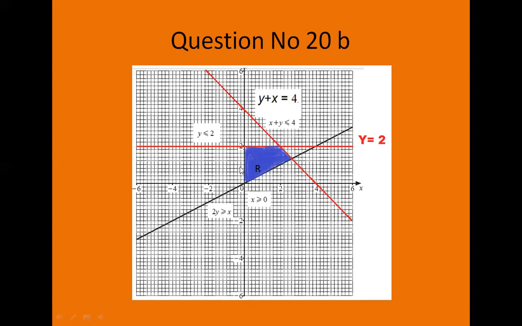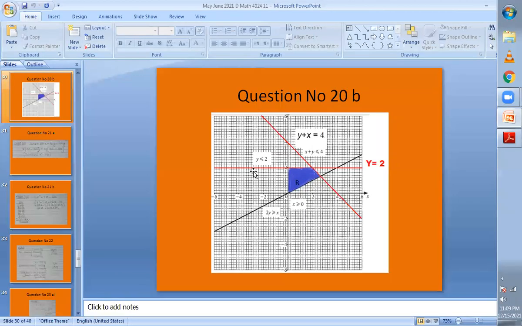So the area bounded by these four inequalities will be this one. I have shaded it with the blue color and labeled it with R. So this is the region which is defined by these four inequalities. Hopefully you understand.